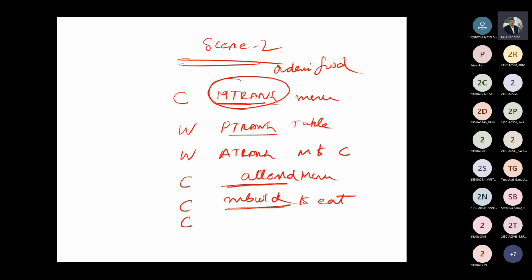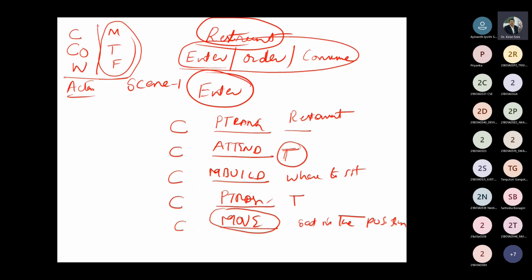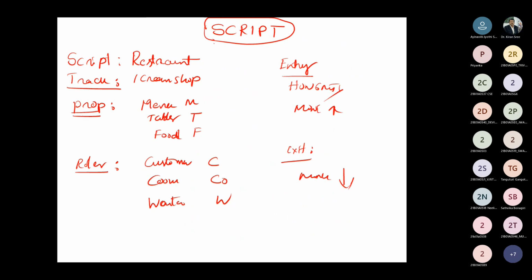Then again, the customer mtrans his decision to the waiter and so on and so forth. You can write your scene as per your convenience and perception. That's what it is. So when you represent knowledge in terms of scenes, we call it scripts. When you represent knowledge in terms of a statement, I have only a statement. Conceptual dependency can only process one statement at a time. Script uses the conceptual dependency primitives to represent a set of scenes.